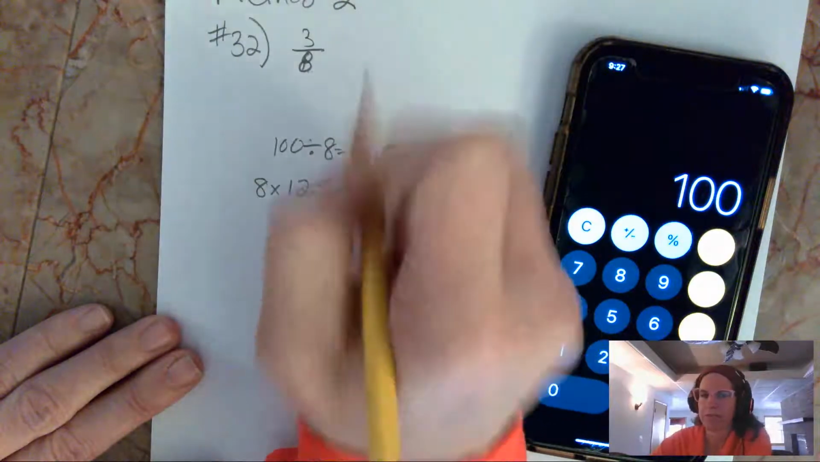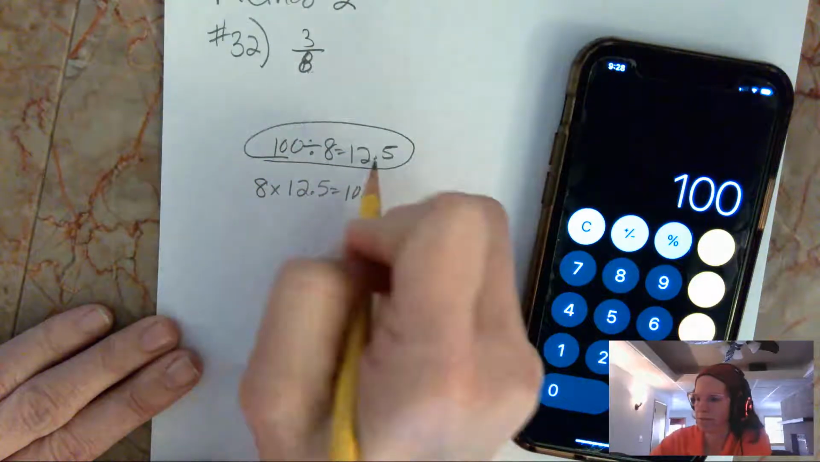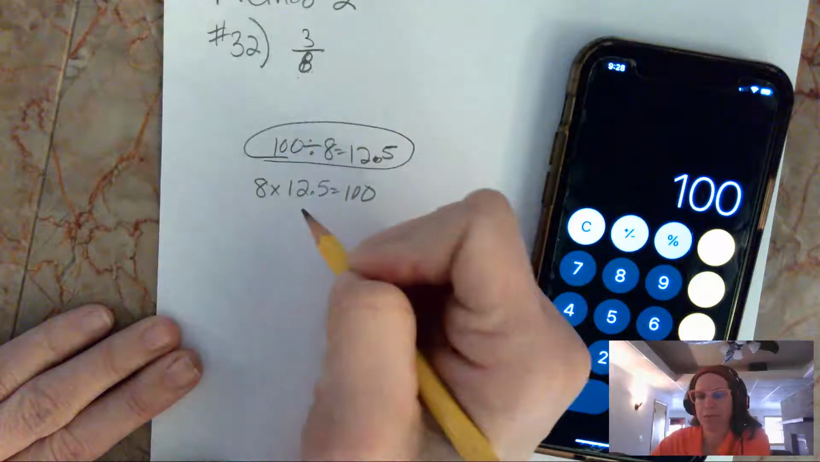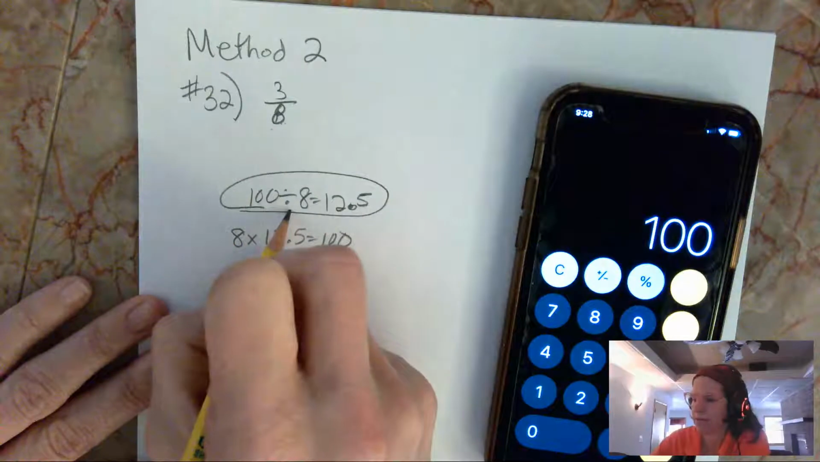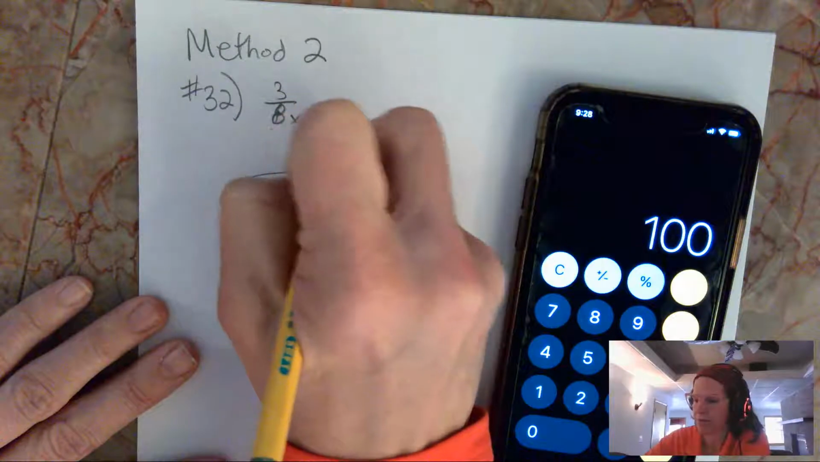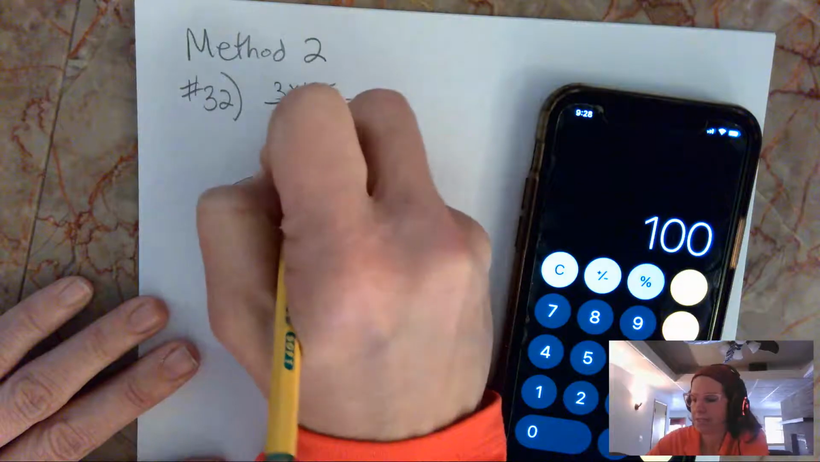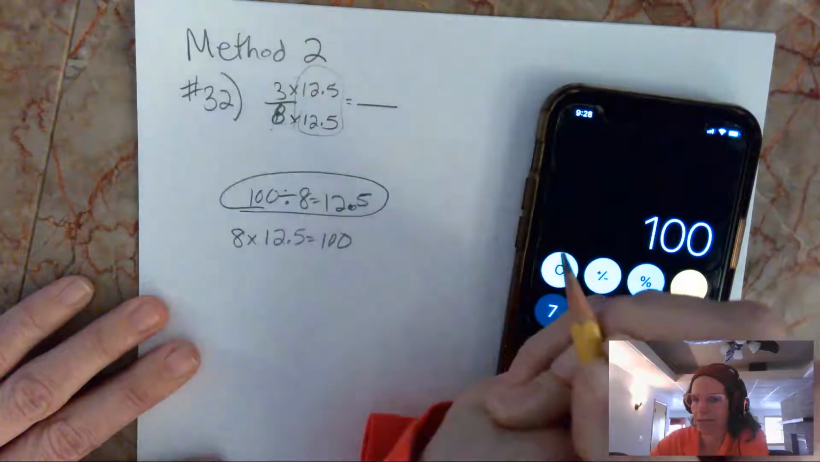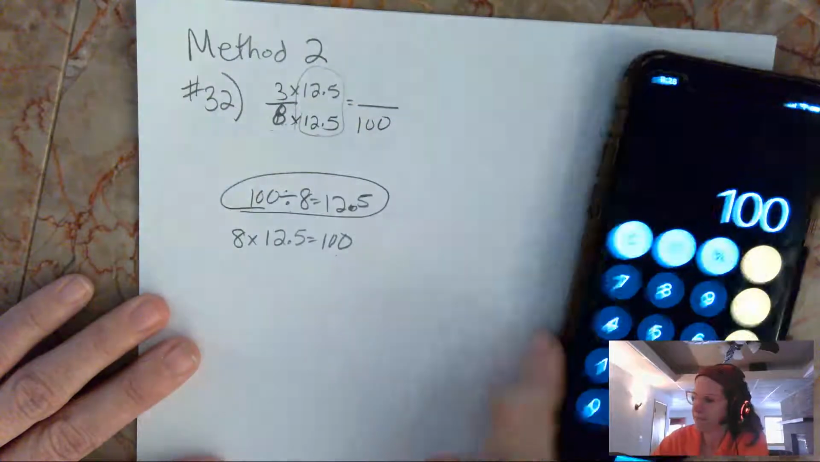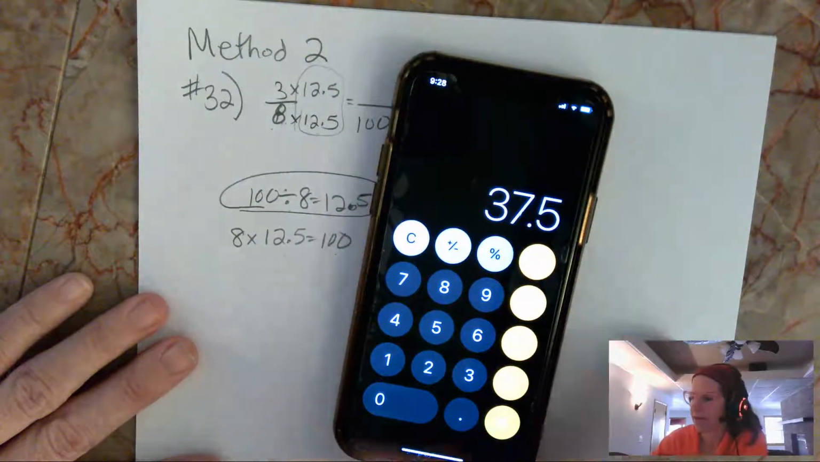The thing is, though, you have to do this part first. You have to do the 100 divided by 8, or the 100 divided by whatever that denominator is, so you know what to multiply by. So 100 divided by 8 is 12.5. 8 times 12.5 is 100. So I have to multiply this by 12.5 and this by 12.5. As long as the factor that I'm multiplying by is the same, I can do this. So we know that 8 times 12.5 is 100. We just did that. And then we can do 3 times 12.5 and get that same answer.